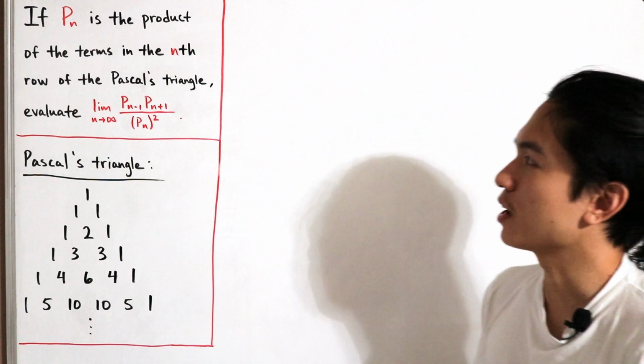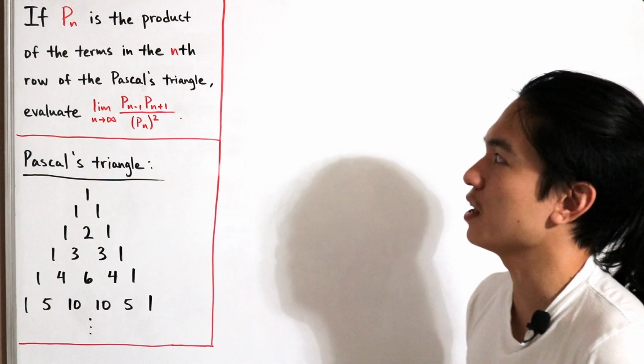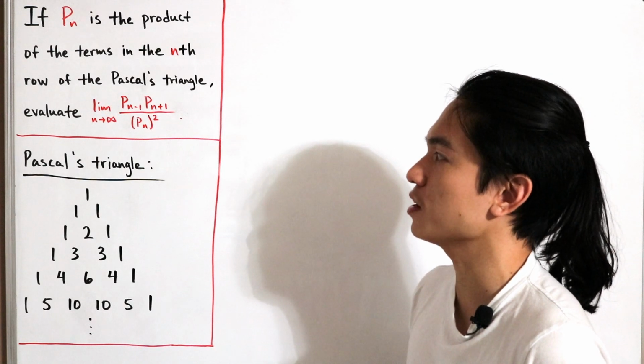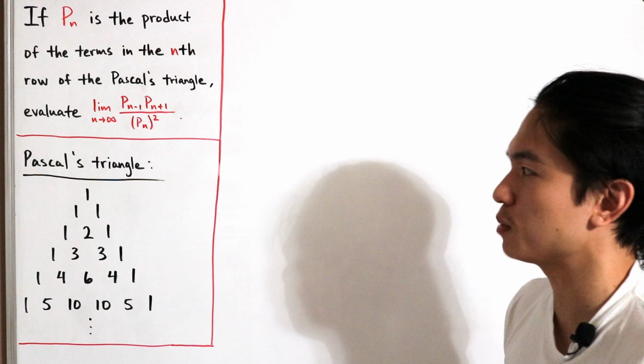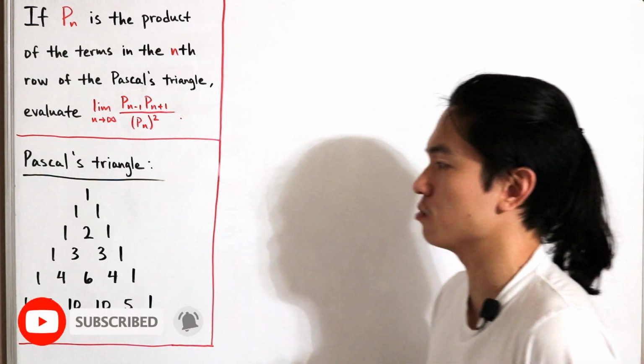In today's video we have the following question. Given that P sub n is the product of the terms in the nth row of Pascal's triangle, we want to evaluate the limit as n approaches infinity of P sub n minus 1 times P sub n plus 2 divided by P sub n squared.